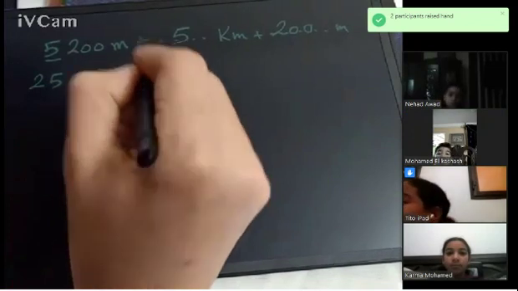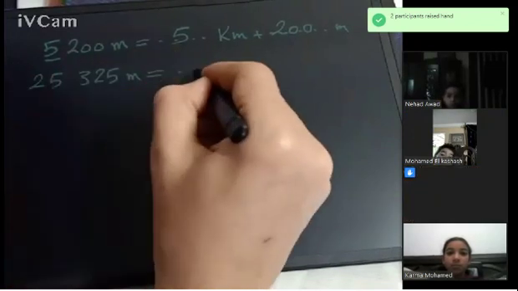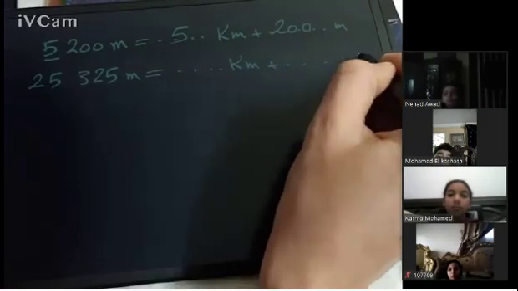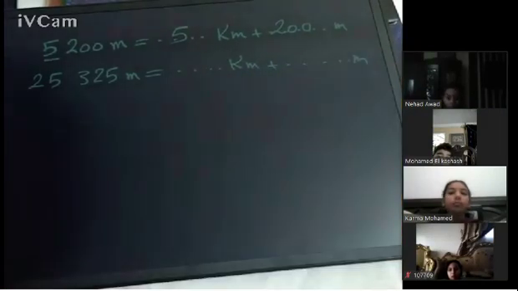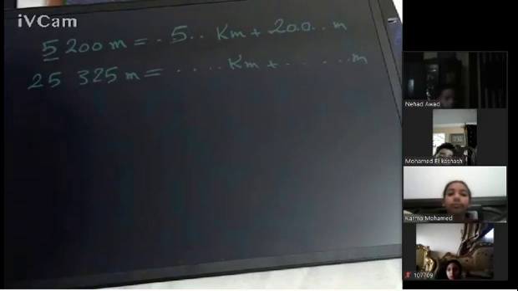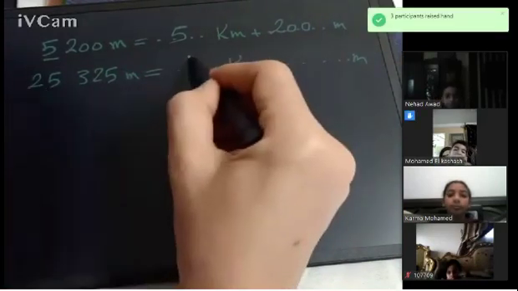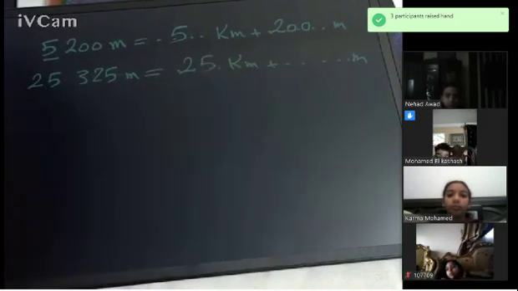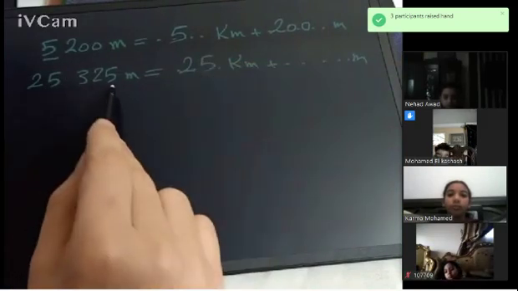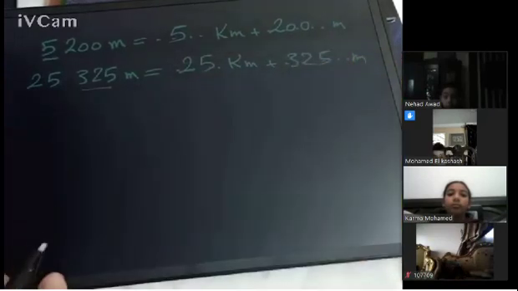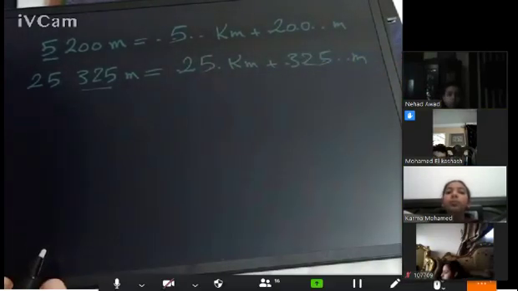Another one. 25,325 meter equals how many kilometer plus how many meters? The part that I read as 1,000, this is the kilometer. 25,000. So it's kilometer. So 25. 325, this part for meter. Understand it? Yes. Okay.